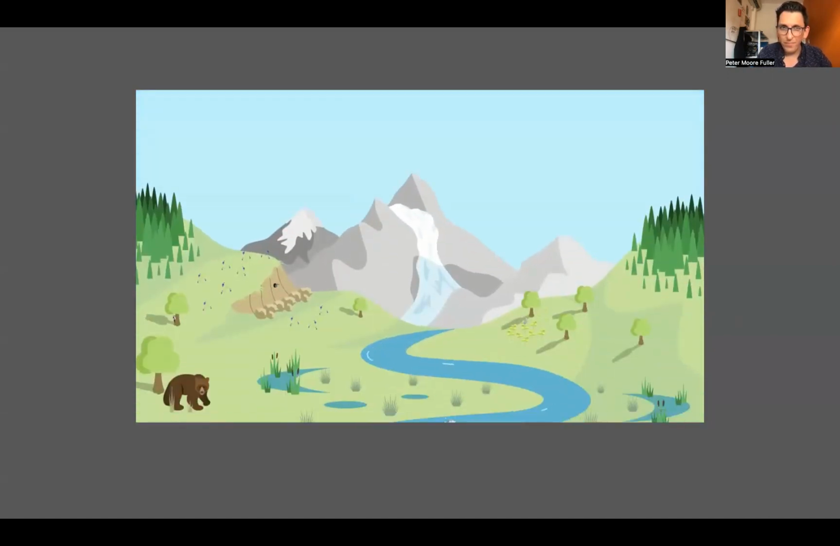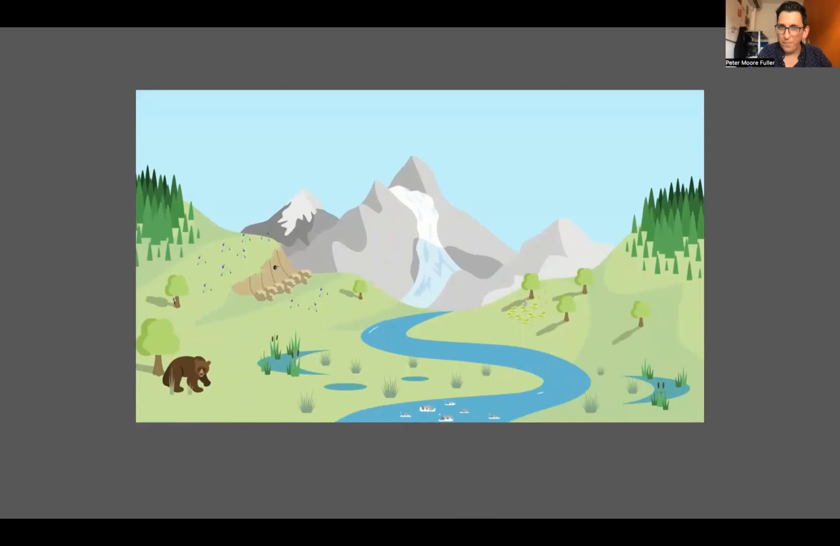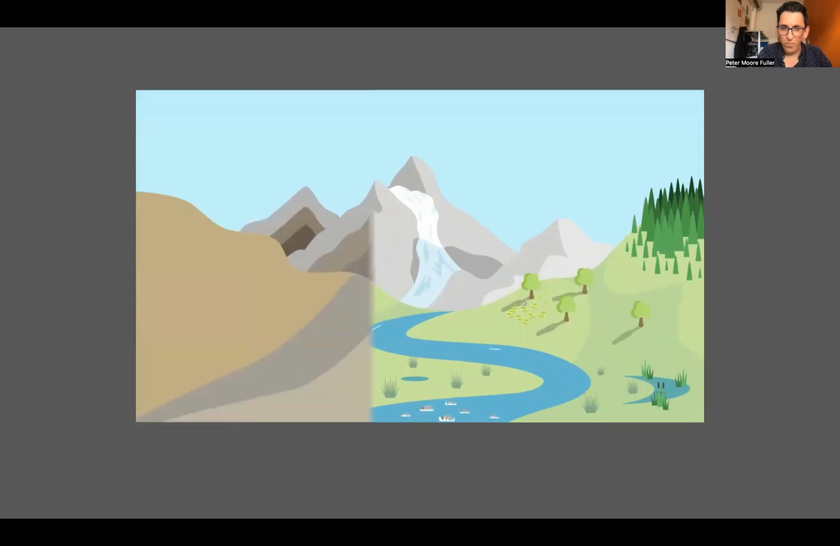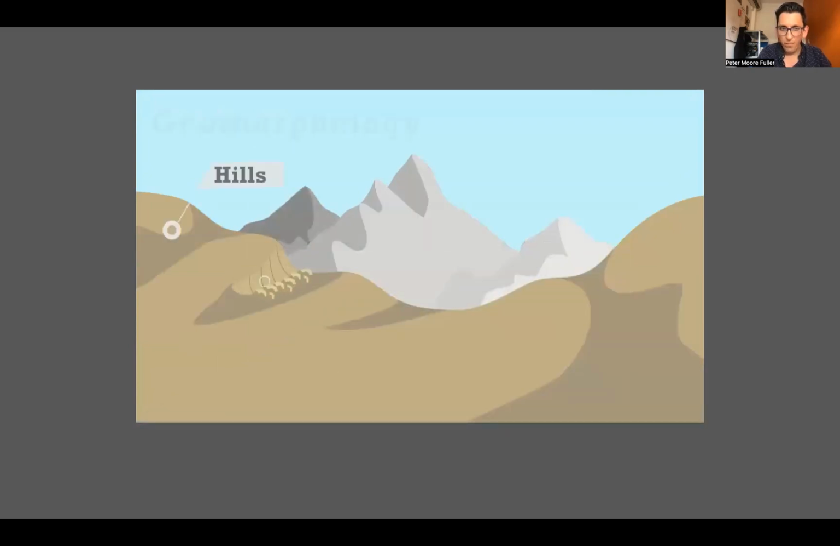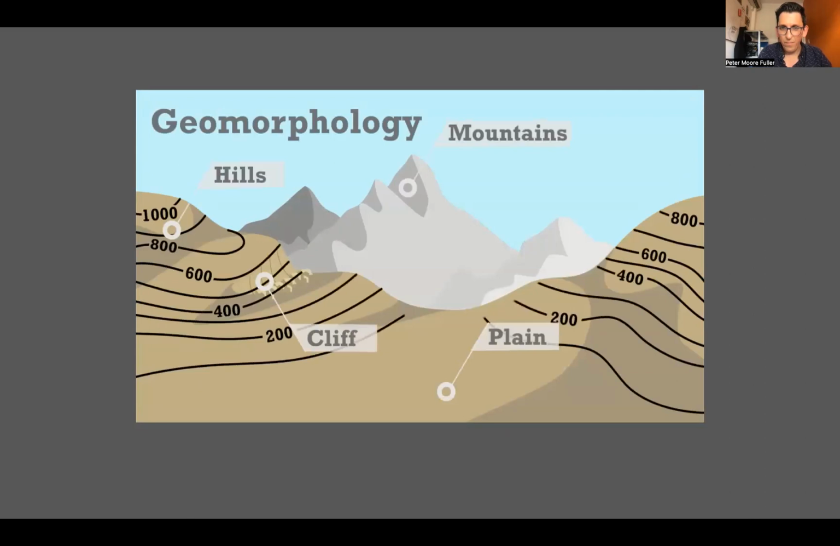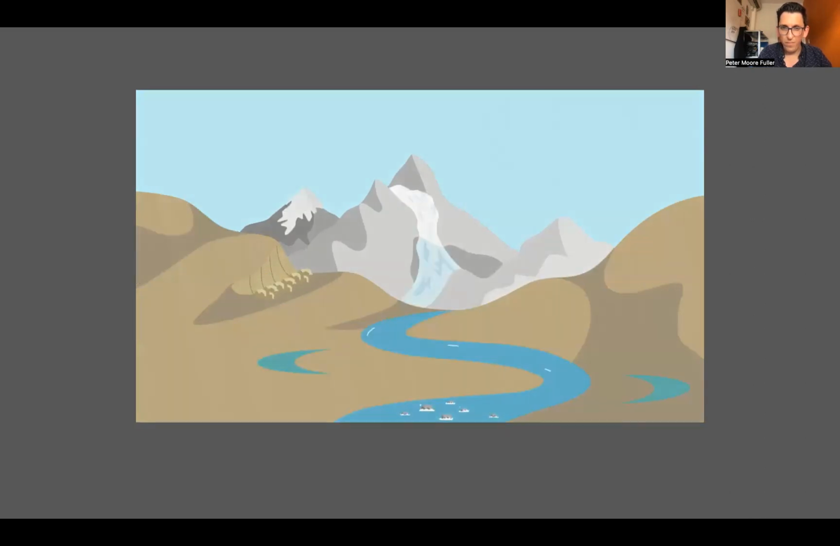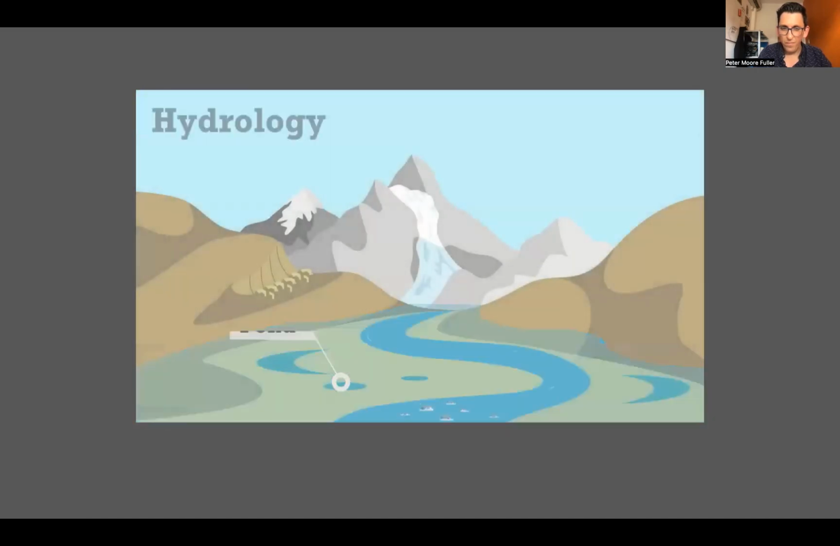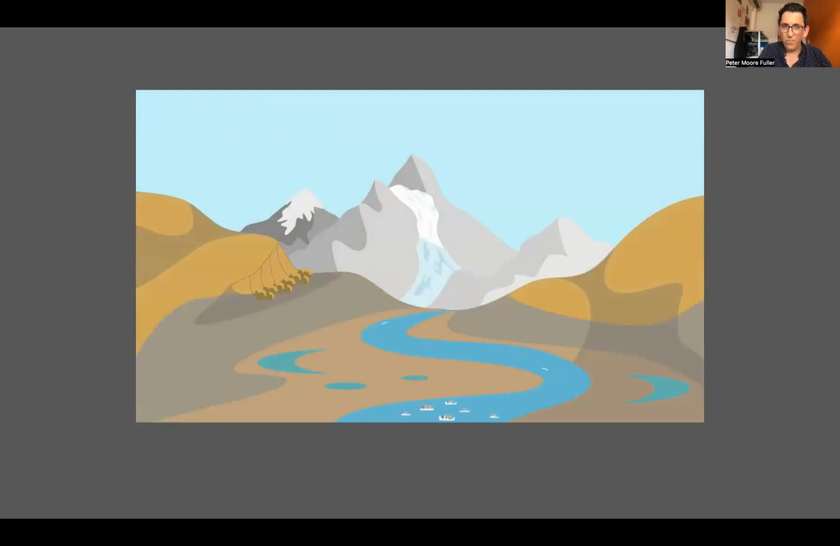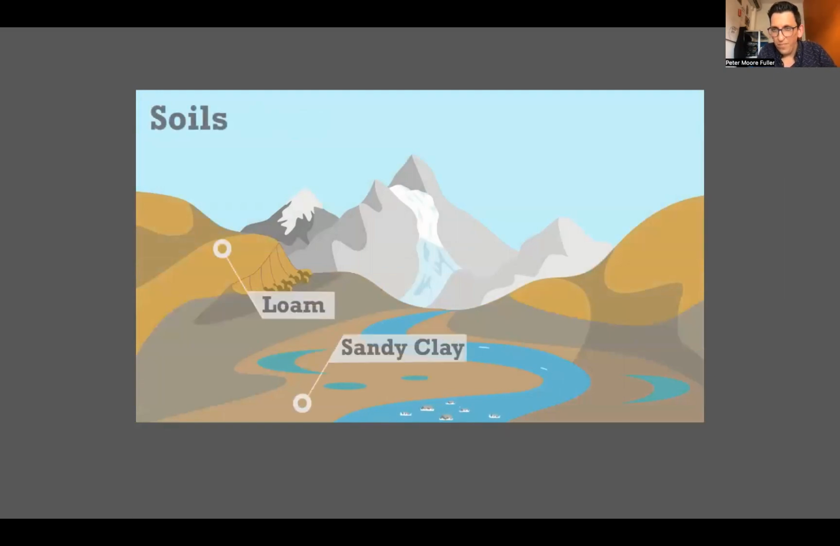Geodiversity refers to the variety of non-living features and processes in the natural environment. It includes geology, such as rocks and minerals, geomorphology, that is the topography and landforms that are present, hydrology, such as the presence of lakes, rivers, ponds, and springs, and also the texture and mineralogy of soils present in the landscape.